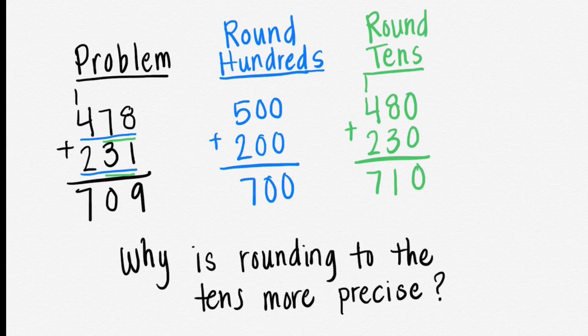Why does rounding to the tens place give you a more precise answer? Take a look at 480. It's much closer to 478 than 500 is. 230 is much closer to 231 than 200 is. So when you have numbers that are closer, your answer is more accurate.